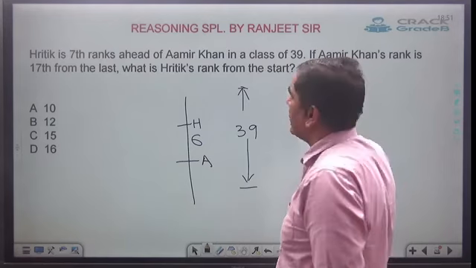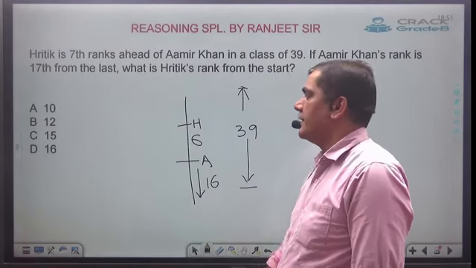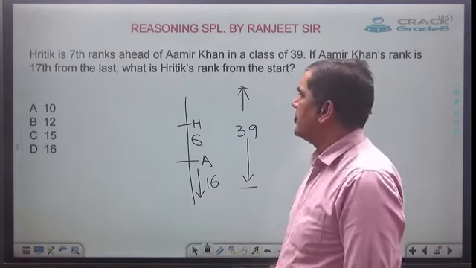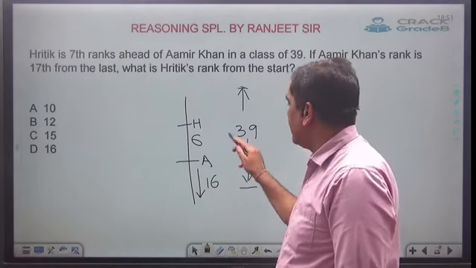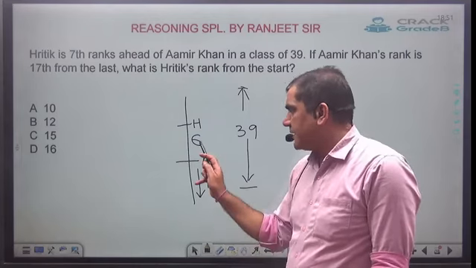If Amir's rank is 17 from last, to the bottom of Amir must be 16. Now the question is, what is Ritik's rank from the start? Simple. So altogether we have 39. Out of 39, 16 has come over here and 6 has come over here.